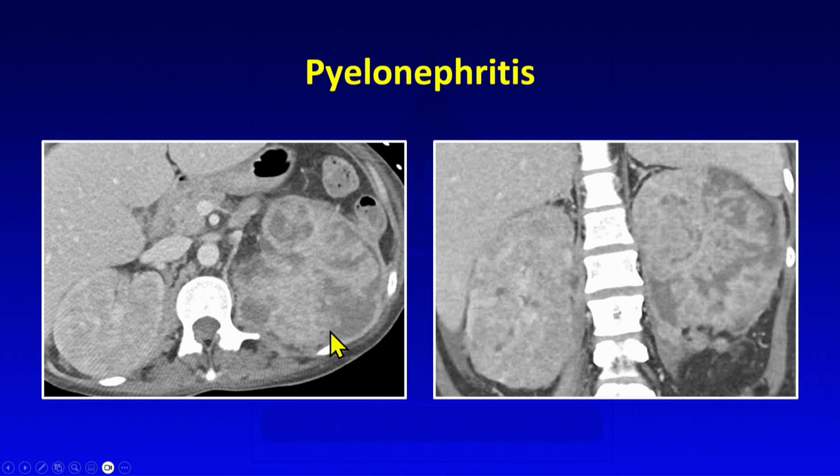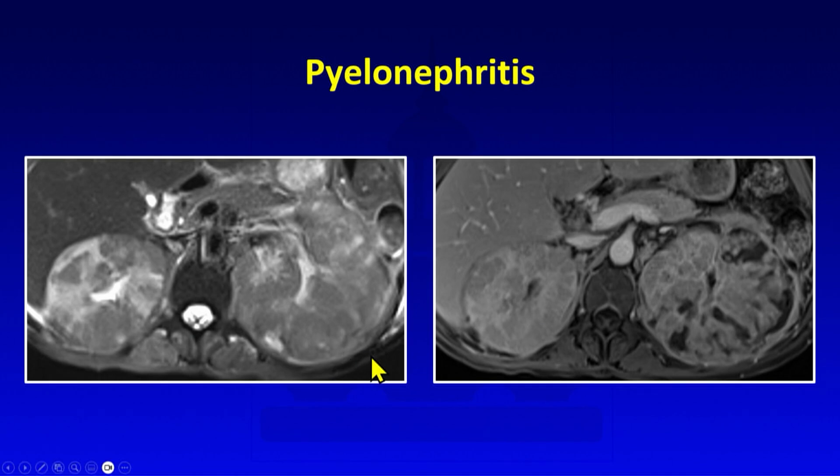Here's some very florid example of pyelonephritis in which both kidneys are abnormally enlarged, the left worse than the right, and we have these striated or wedge-shaped hypoattenuation along the periphery of both kidneys, consistent with some tissue necrosis in a very bad case of pyelo. Just to show you the MR appearance of the same case, we have these wedge-shaped T2 hyperintense non-enhancing areas with the pyelo and also superimposed tissue necrosis.